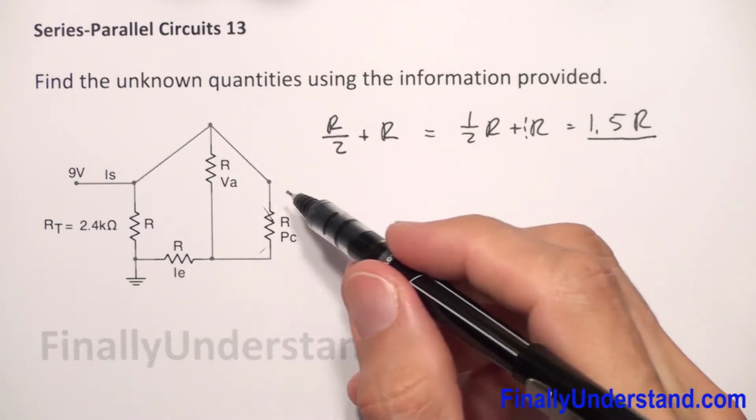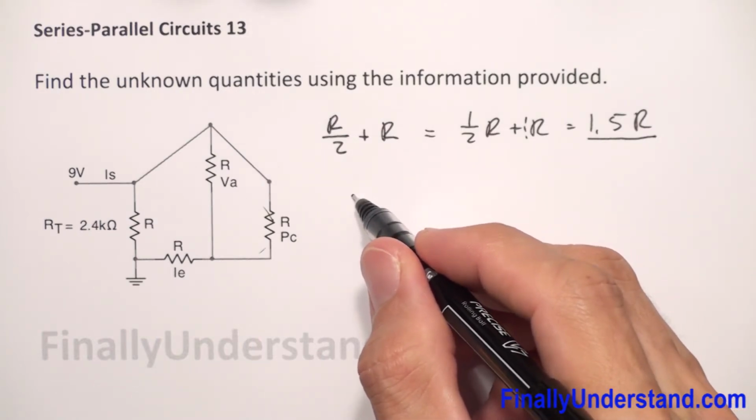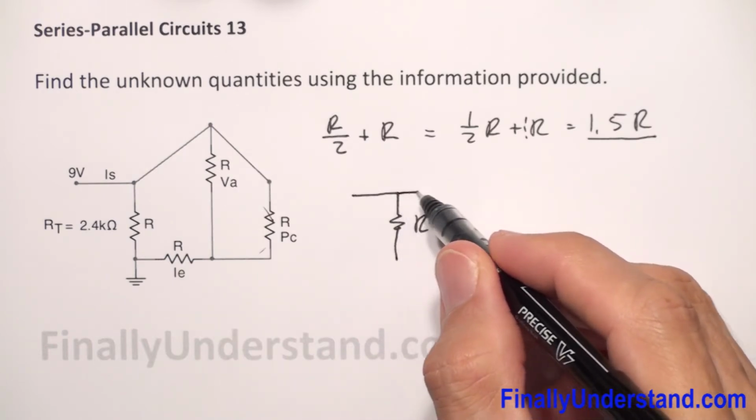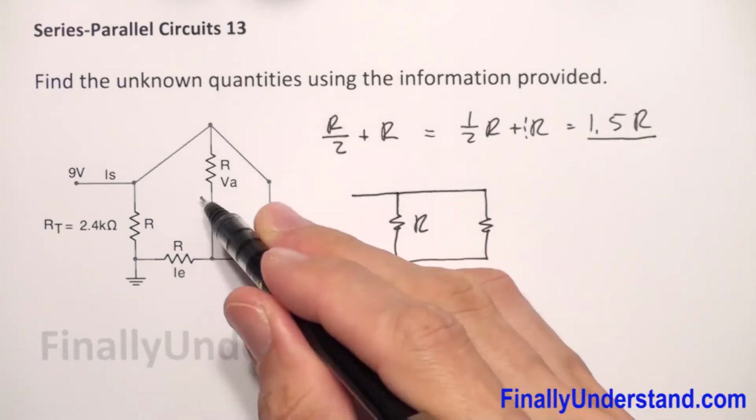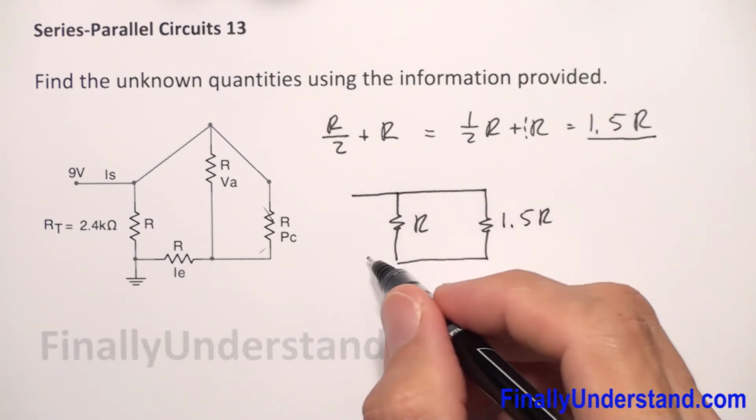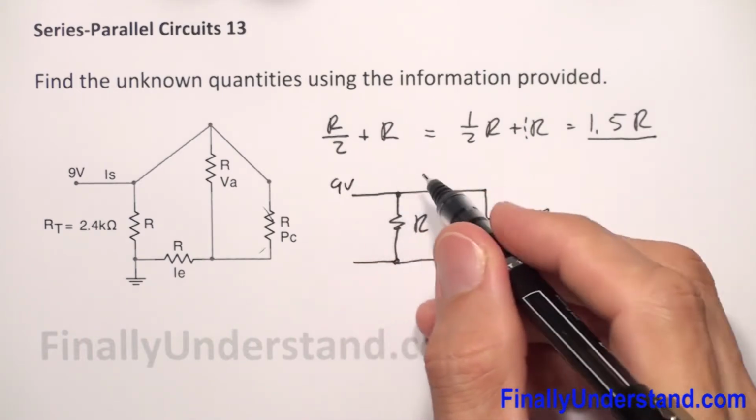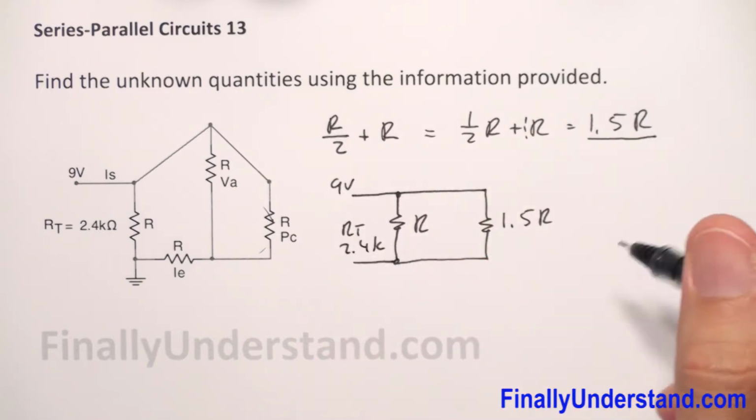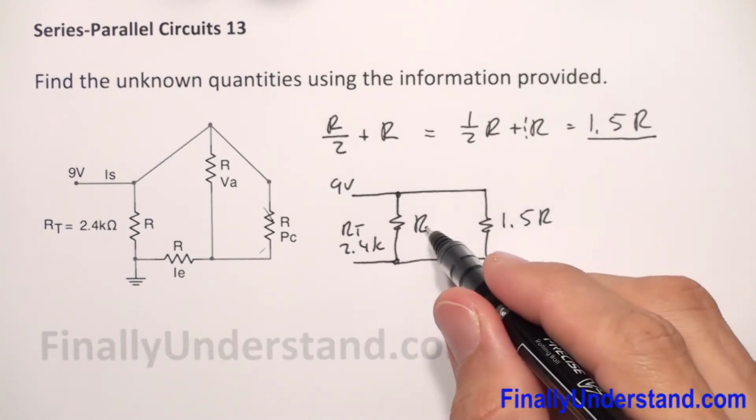Next, we can redraw the circuit if you want to. We can say that we have circuit looking like this right now. We have R, and in parallel with it, we have another resistor which is equivalent to these three resistances connected together, and this is equal 1.5 R. Of course, this is my 9 volts, and we have this, my R total is equal 2.4K, and so on, but right now we concentrate on resistance R.